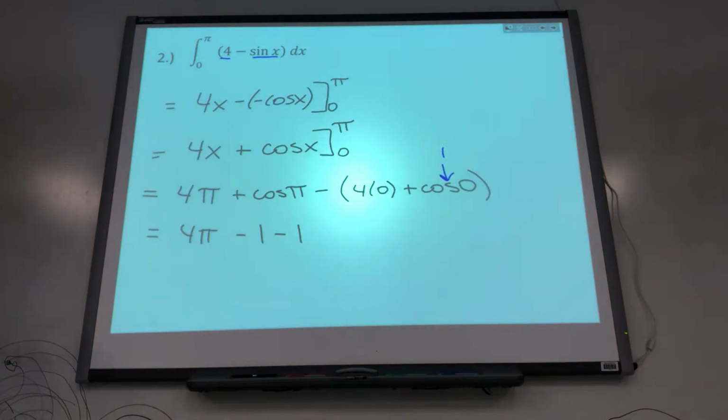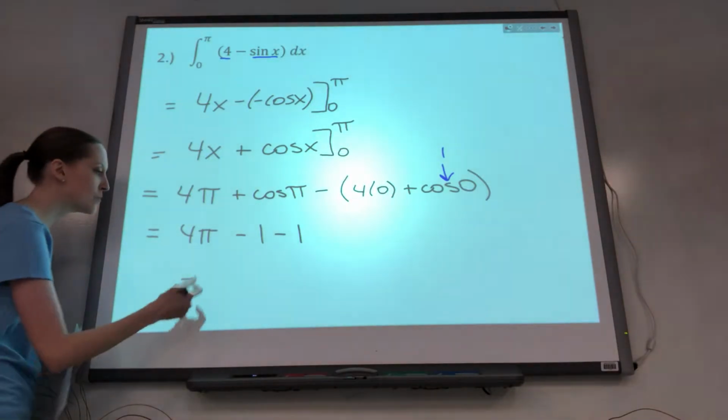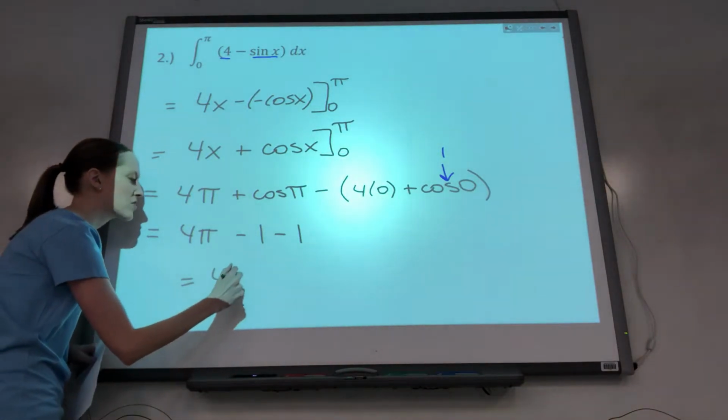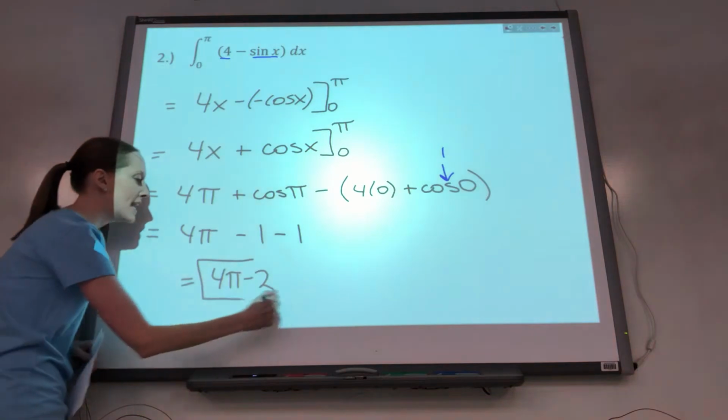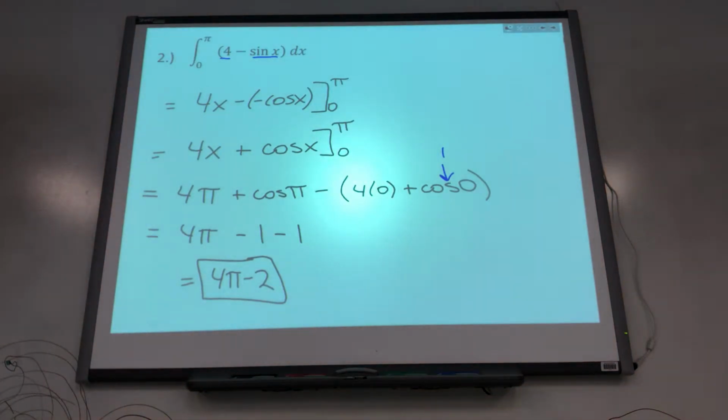So this is basically like 0 plus 1, which is 1, but there is a minus sign in front. So we're taking 4 pi minus 1 minus 1, so we could just write that as 4 pi minus 2. It wouldn't be as exact with a decimal, so every now and then you may have to just leave your answer in terms of pi.